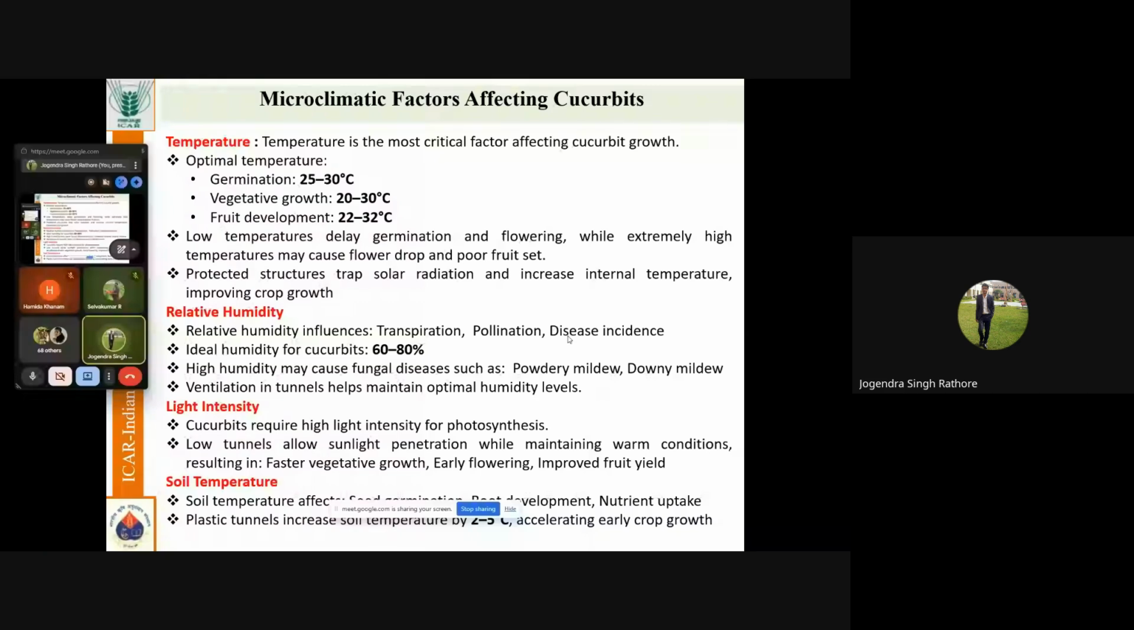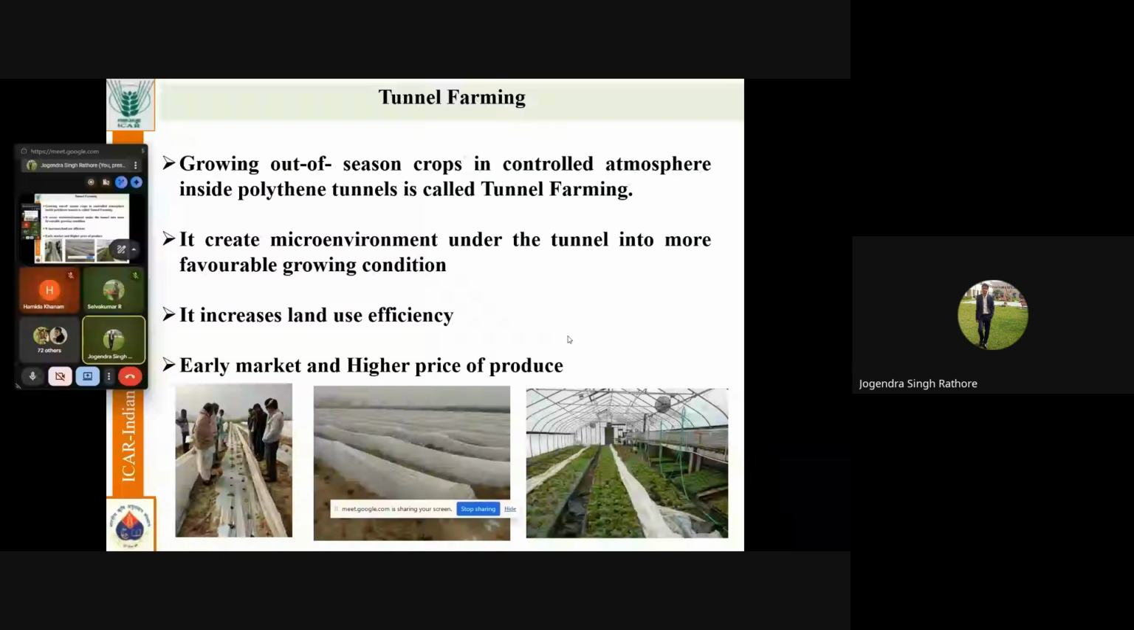Then light intensity. Cucurbits require higher light intensity, which plays a crucial role in photosynthesis and biomass accumulation, and there are other important factors like soil temperature and soil moisture, which affect root development and nutrient uptake. So by utilizing these protected cultivation structures, we can regulate these and create stable environmental conditions for improved crop performance.